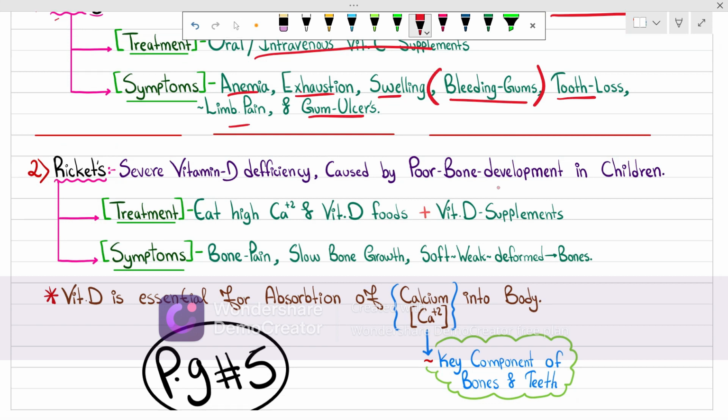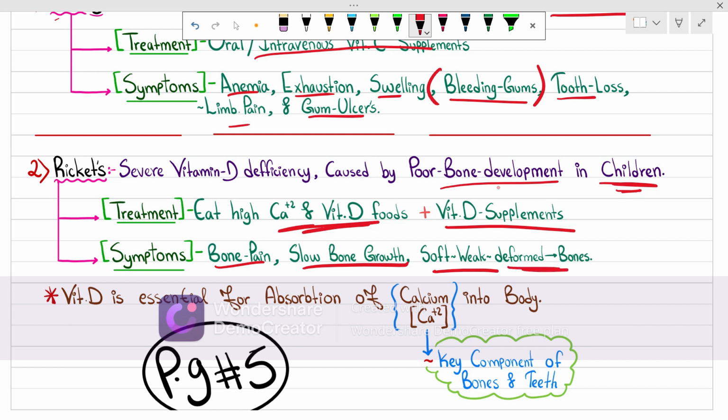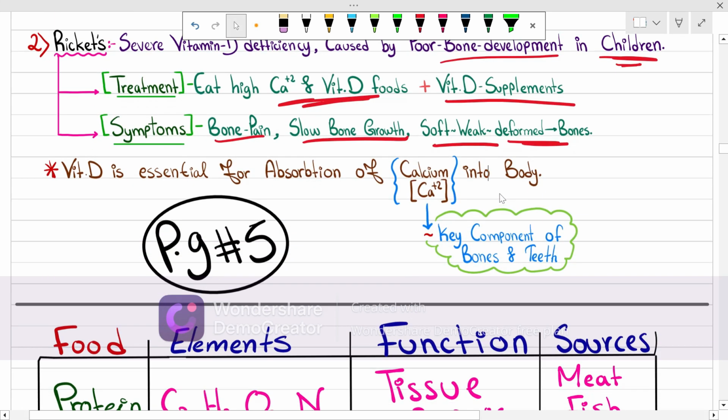The second one is rickets. Rickets is severe vitamin D deficiency caused by poor bone development. It mostly occurs in children. The treatment and symptoms. To treat rickets, you can eat high calcium and vitamin D foods or take vitamin D supplements. Rickets symptoms are bone pain, slow bone growth, and soft, weakened, or deformed bones. Vitamin D is very essential for absorption of calcium into the body because calcium is a key component for bones and teeth.